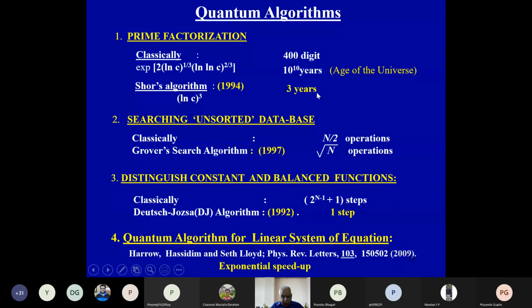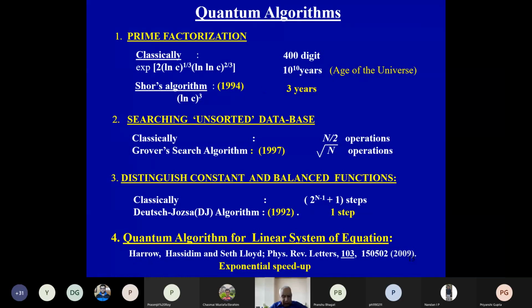And so, if we had a quantum computer with the same speed as the classical computer, it could factorize a 400-digit number in 3 years. This information was revolutionary, and everybody wanted to have a quantum computer, especially the U.S. military, who spent a lot of money trying to develop this, and they want to be the first one to get a quantum computer. Of course, the building of a quantum computer took off very, very slowly. It is still going on, but still not reached anywhere.